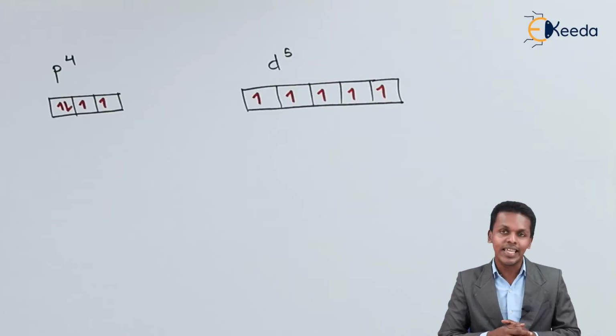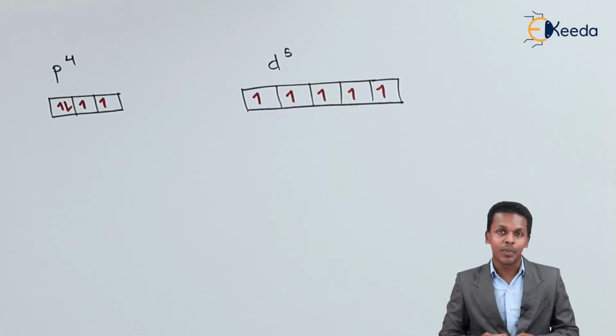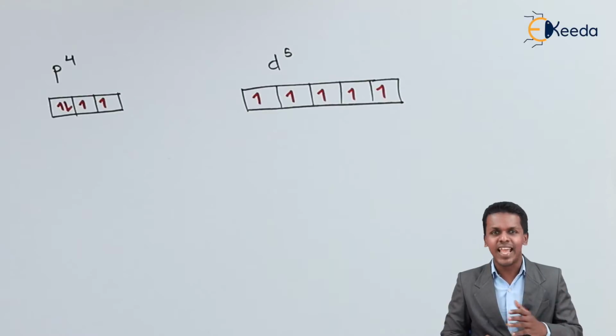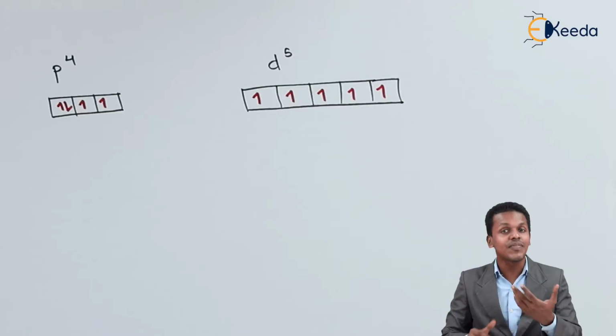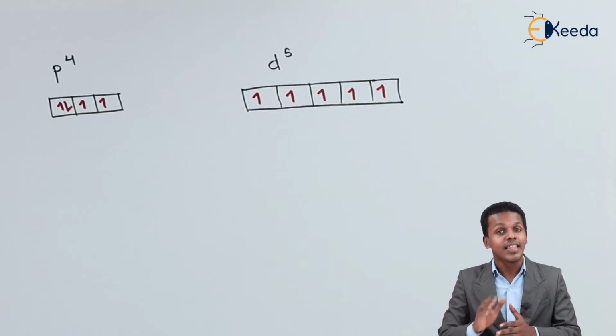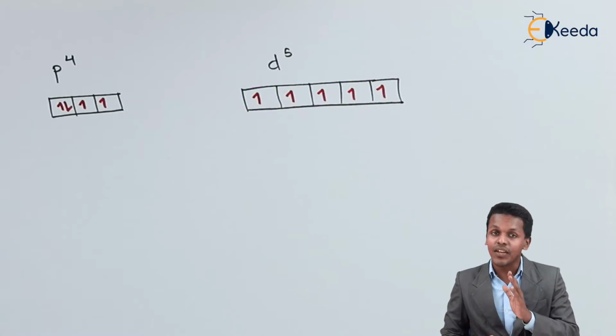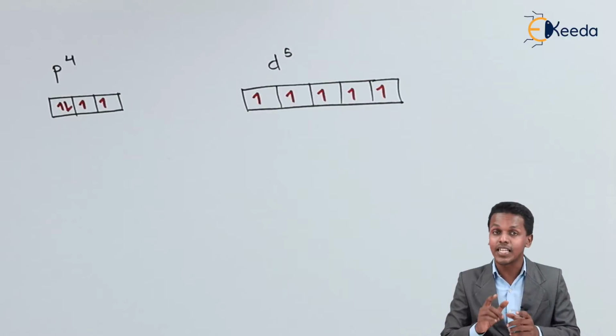Now let me talk about the next one. Suppose we have an s orbital, and as we understand, there is only 1 orbital in the s subshell. So if we have to fill 2 electrons, both will be filled, but one of the electrons will have a positive spin, that is plus half, and the other will have a spin quantum number of minus half. That we have to follow for sure.